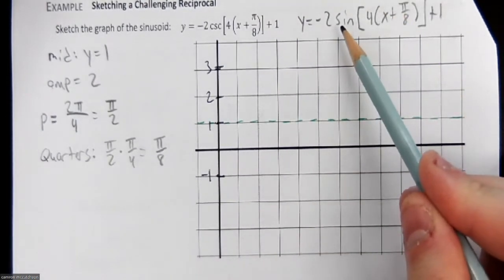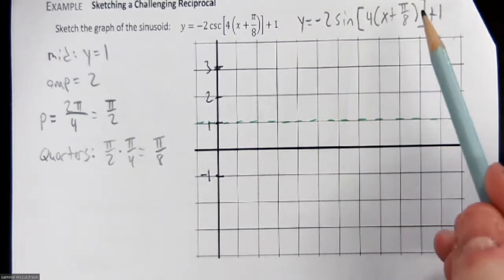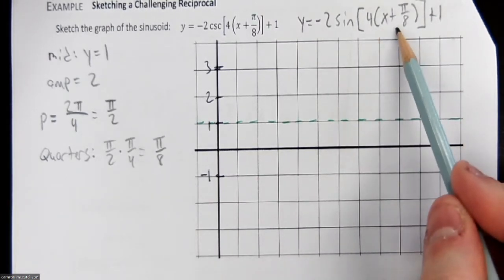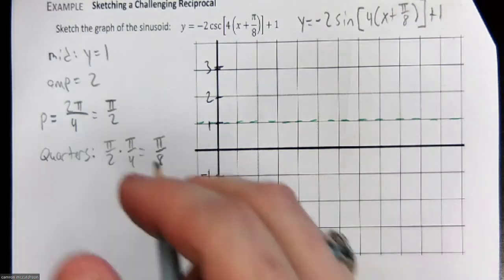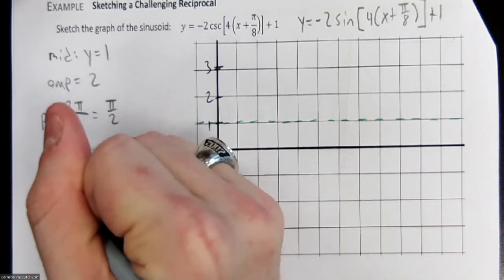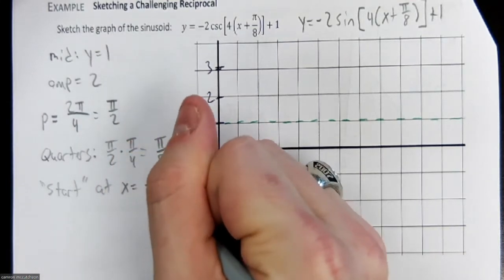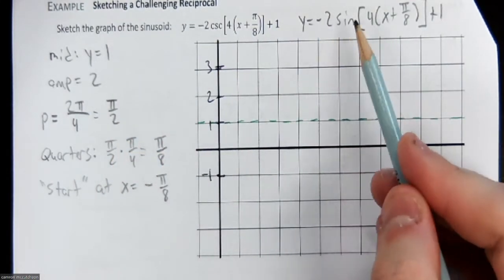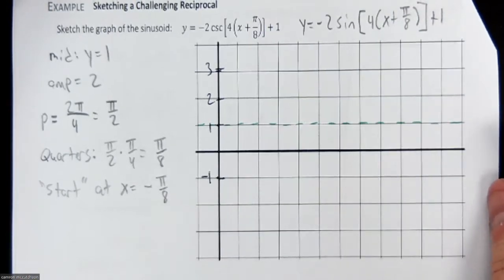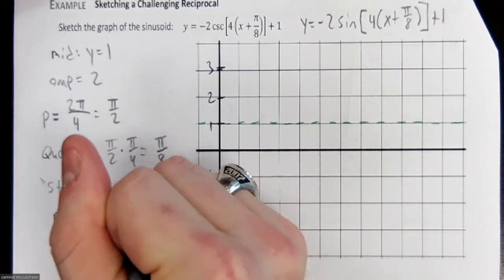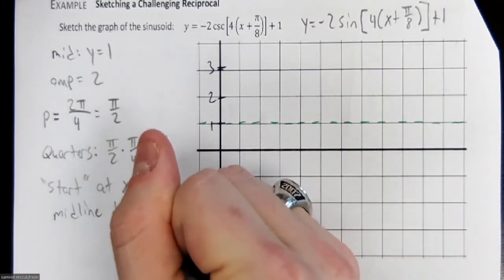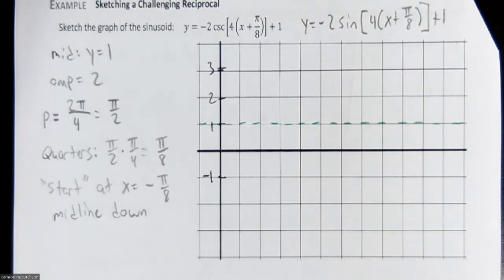Now remember, we're talking the sine wave, okay? We're always supposed to start this at what makes the inside equal 0. That's negative pi over 8. So we're going to quote-unquote start at x equals negative pi over 8. Since it's a negative sine wave, is it going to begin on a maximum, a minimum, or a midline? Midline, and since it's a negative sine wave, where is it going to go from the midline? So it's going to go midline down. There it is. Cool.